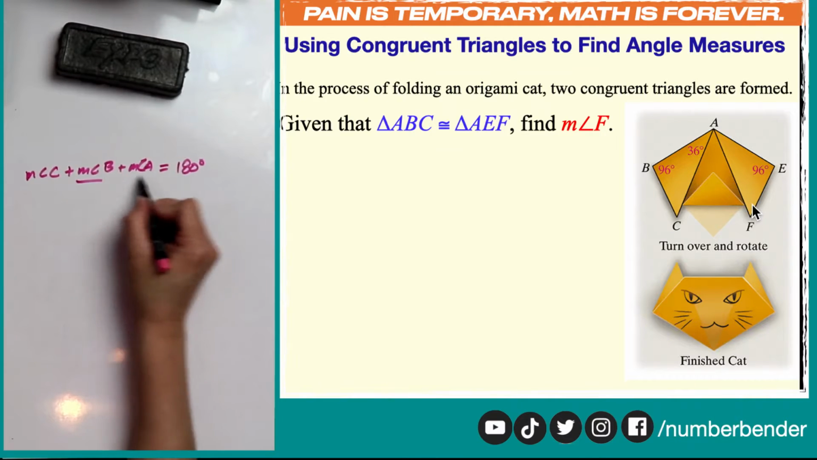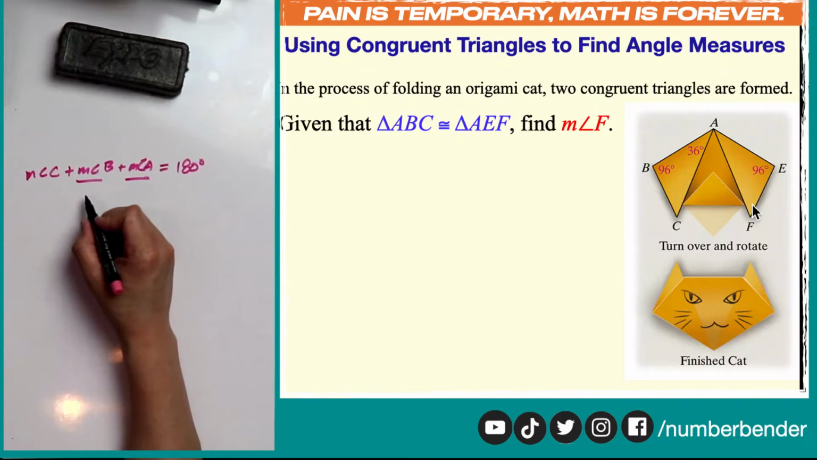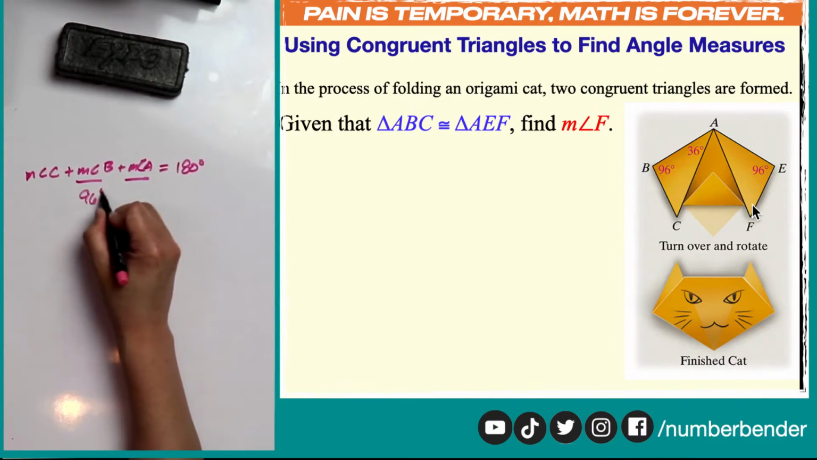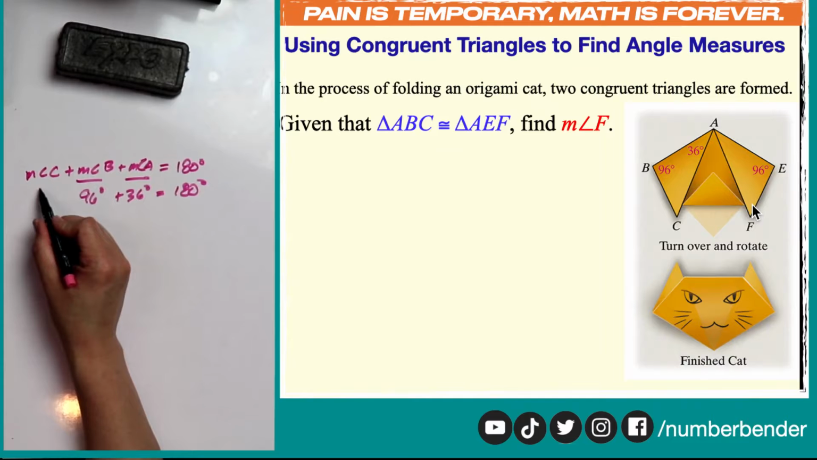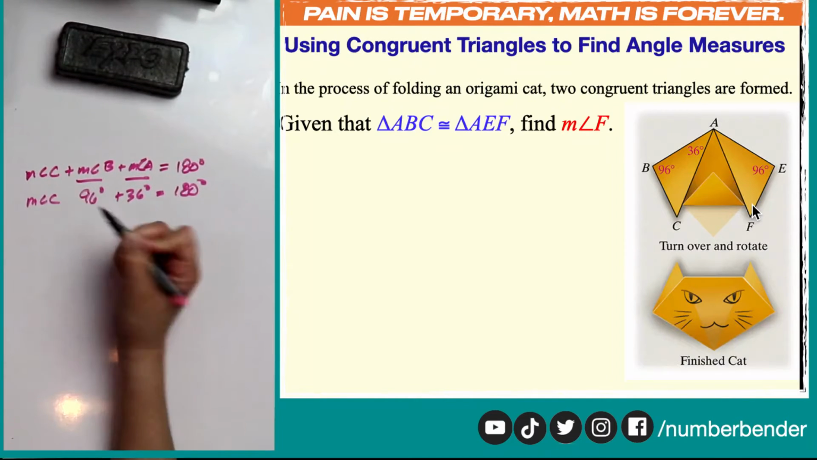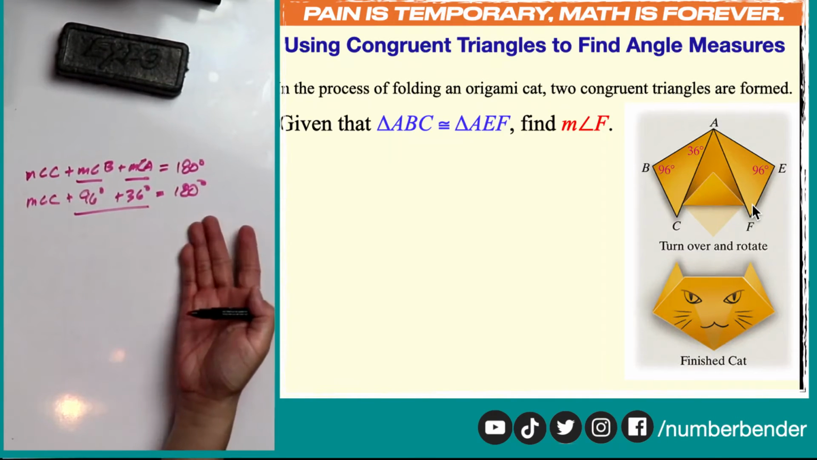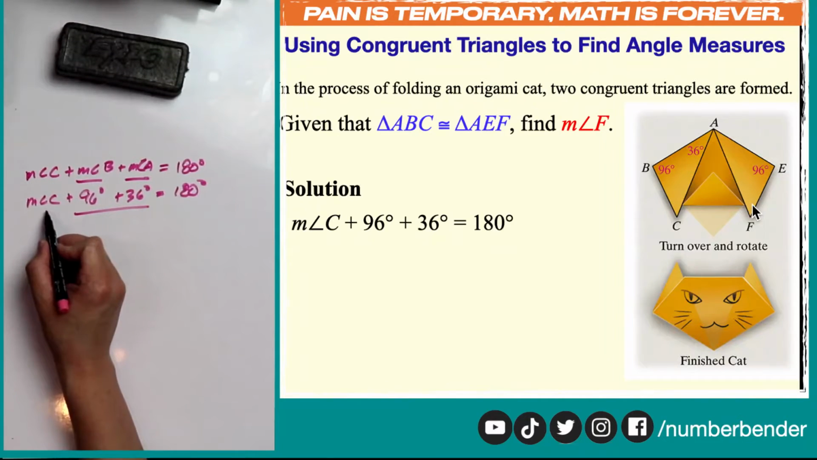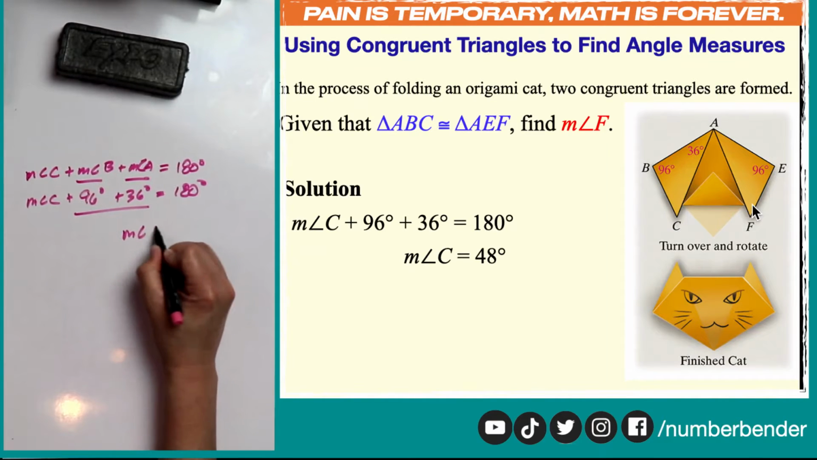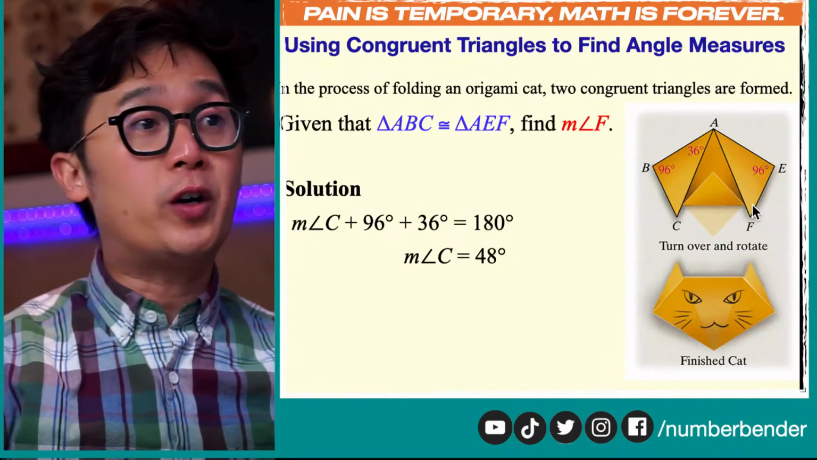And we know that B and A are given, and B and A are 96 and 36, which is equal to 180 degrees. And the measurement of angle C is unknown, so we'll just write the measurement of angle C. And by doing algebra, we are going to combine like terms and subtract from 180, and we'll be able to find the value of the measurement of angle C, which in this case is equal to 48 degrees.